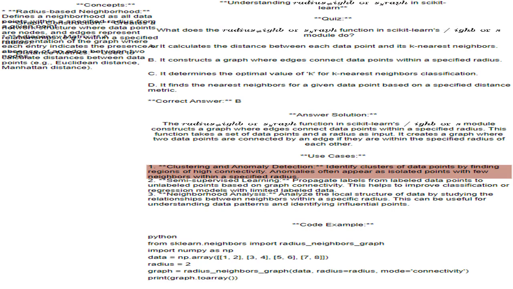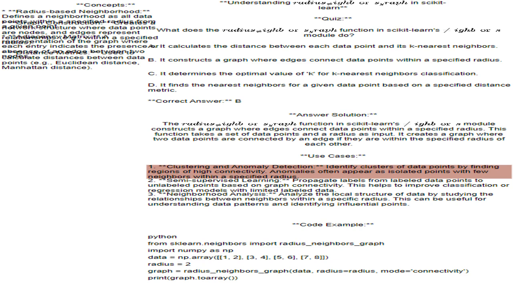In semi-supervised learning, we have a limited amount of labeled data and a large amount of unlabeled data. Radius neighbors graph can help propagate labels from labeled data points to unlabeled points based on the graph connectivity. This can improve the performance of classification or regression models. For example, in image classification, we might have a small set of labeled images and a large set of unlabeled images.